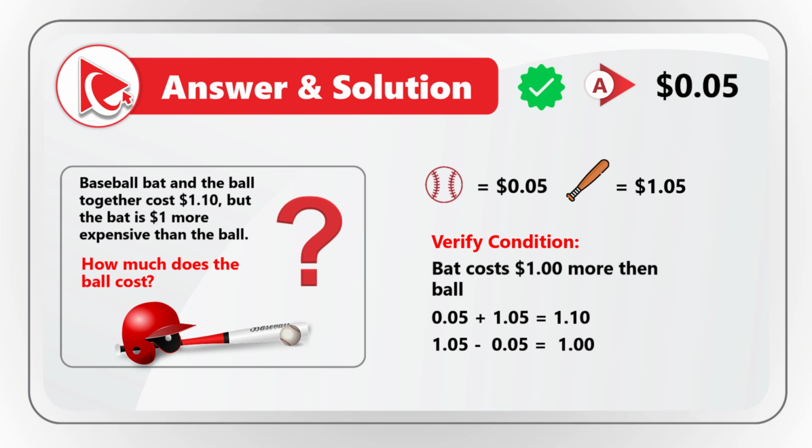So the correct answer here is choice A. Cost of the ball is 5 cents. Hopefully you've nailed this problem and now know how to solve similar problems on the test.